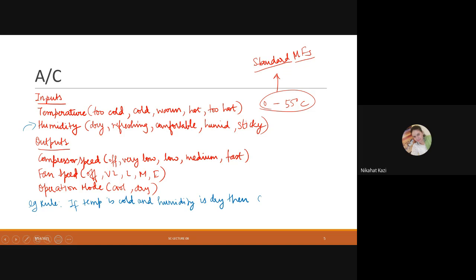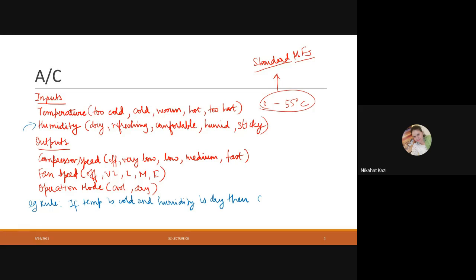Otherwise, there can be so many rules if you consider all possible combinations. That is not required. You do not require all possible combinations. So when you're talking about all possible combinations, you will have them in terms of inputs.